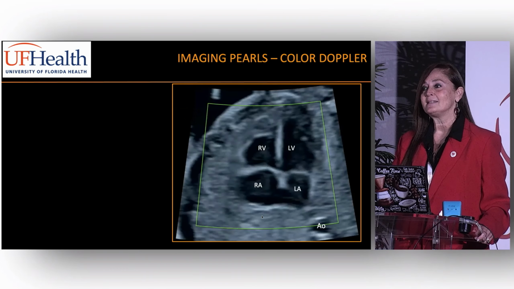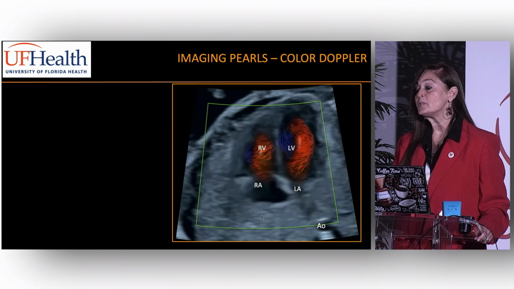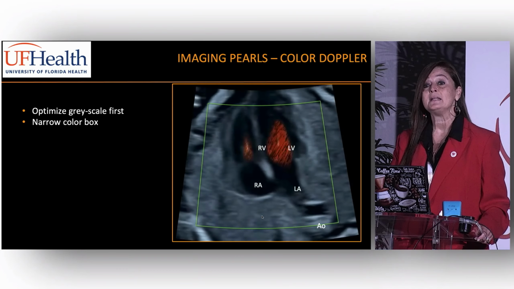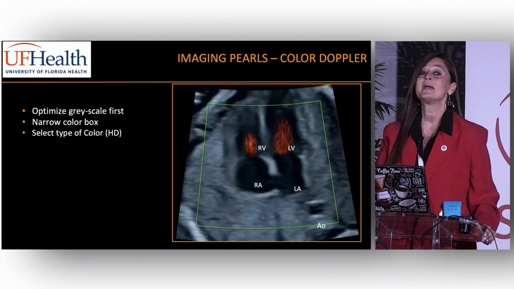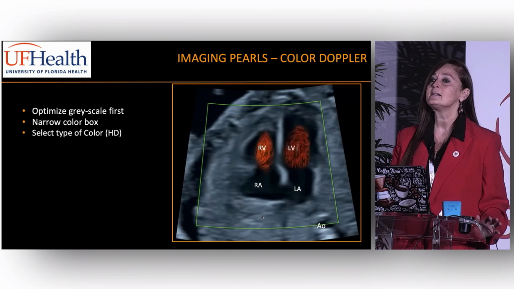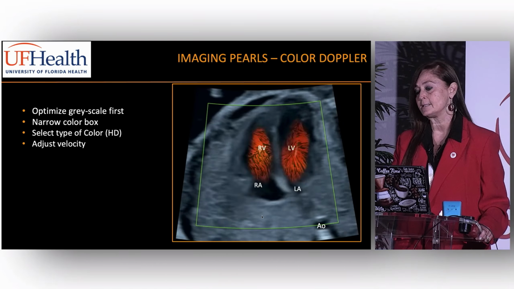Now, when you want to add color, it doesn't do its work on its own. You really have to have an optimal grayscale image first before you add on the color. You need to narrow your color box, select the type of color you are using based on how big or small the structure is. If I'm looking at the ventricles, I need very different settings than if I'm trying to look at the pulmonary veins.